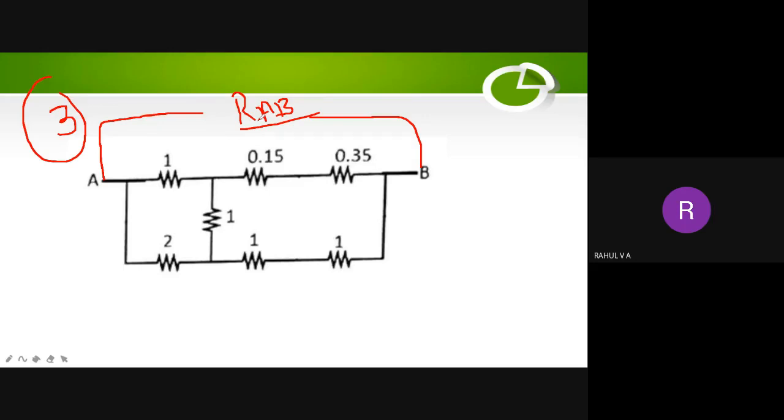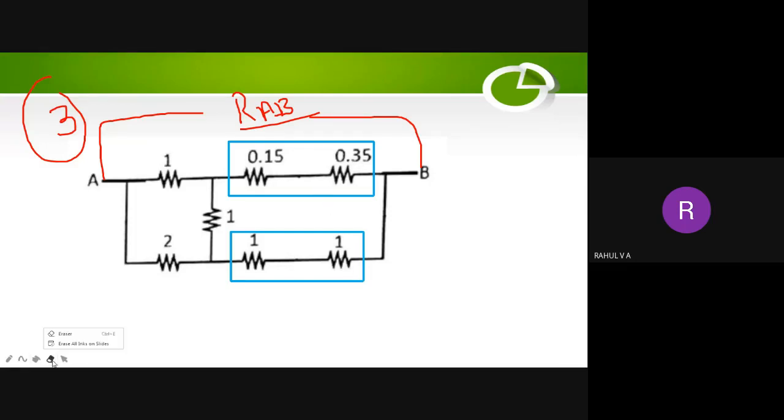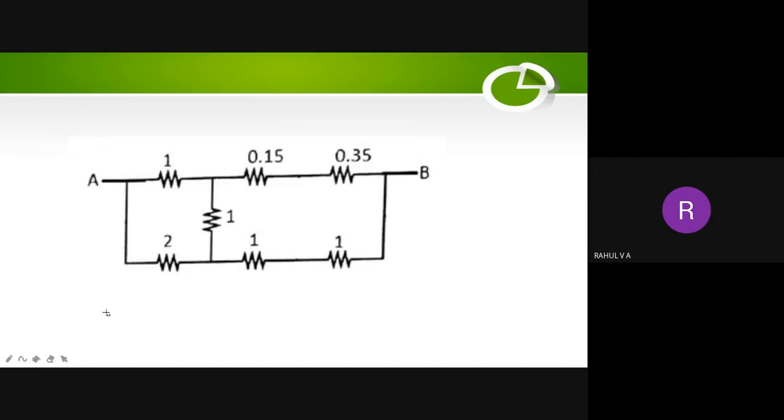Star to delta. Before converting star to delta, if you look for any series or parallel combination, you can find two series resistors in this diagram. So clearly look into this diagram, you can see that these two resistors are in series and these two resistors are in series. So first you can add both those values. Okay. So first I am going to add both these values. Then I am drawing the new diagram.